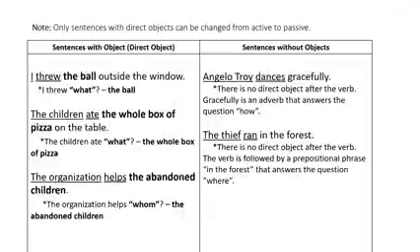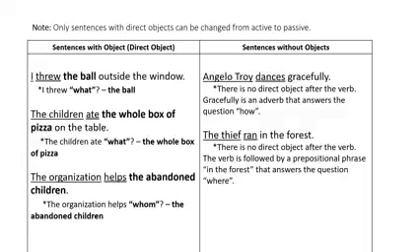Of this, only sentences with direct objects can be changed from active to passive. So I have here example sentences with and without objects or direct objects. Okay, for the first column, sentences with object. First sentence: I threw the ball outside the window. Try to ask this question: I threw what? The ball. So the ball answers the question what. So this is your direct object.